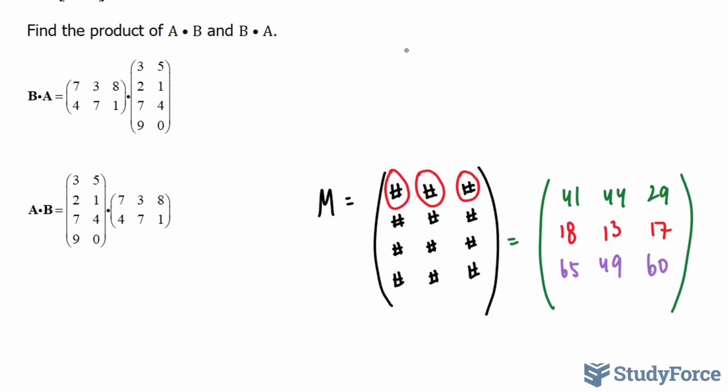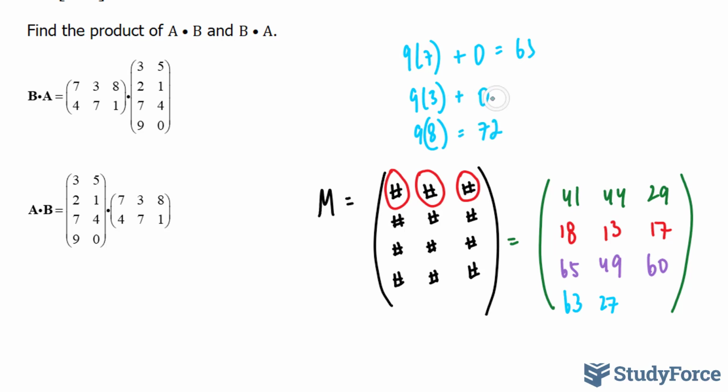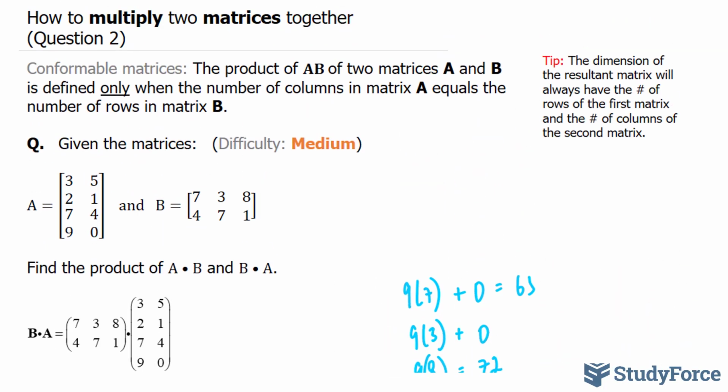We have 9 times 7, which is 63 plus 0. 9 times 3 plus another 0, and that is equal to 27. 9 times 8 is equal to 72. No need to add that plus 0. And that represents our final row. And there you have it. That is how to multiply two matrices together.